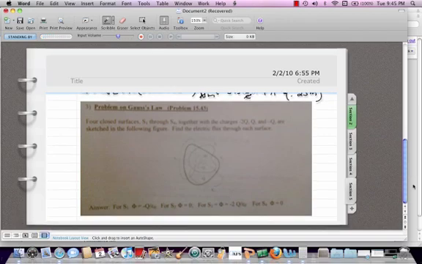Okay, this problem was kind of tough to read, but I'm guessing based on the answers that this outline right here is S2, and I'm guessing that this right here is a negative 2Q, and I'm assuming that this is a negative Q, and this is a negative Q. And one of them has to be positive.